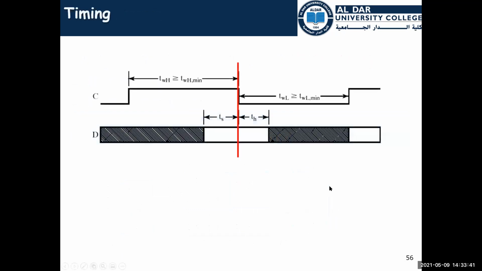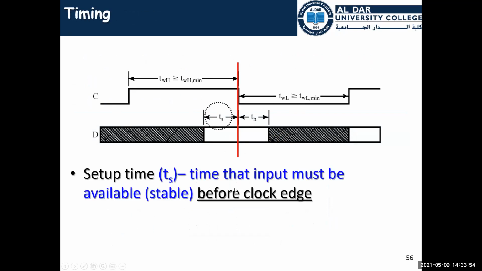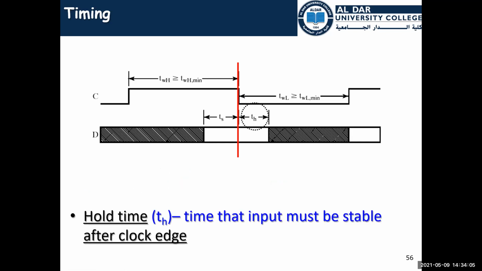Actually, this is the last slide for today. It is talking about the timing. We have the edges here. We have two different types of timing. The TS, which is the setup time, is just before the edge is happening. And the hold time is after the edge is happening or the edge is triggered. We call it the hold time. It is the time the input must be stable after the clock edge.